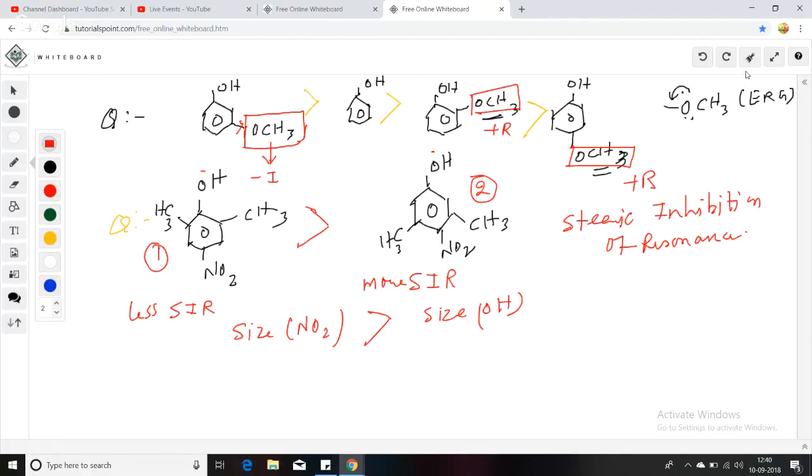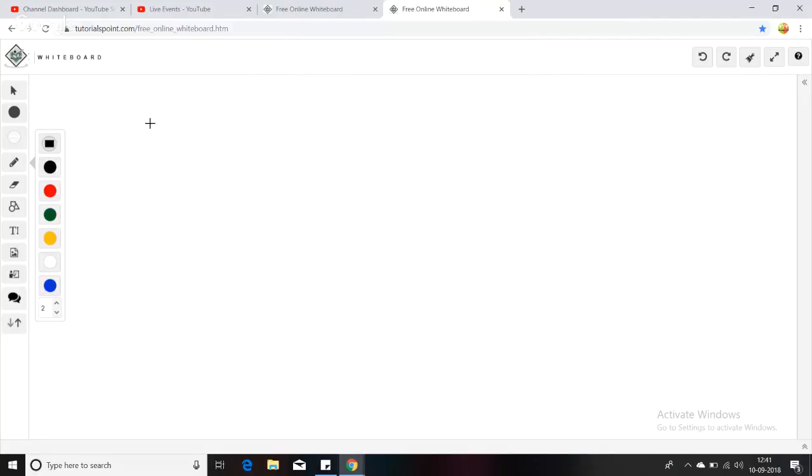All these examples are very important, as questions have been asked on them. That's why we are doing this here. So one last example we'll discuss, where a linear group is present. Everything is the same, we have OH here, and instead of NO2, suppose I write CN, and here also we have CN, and here we have OH. Two CH3 groups are attached over here.